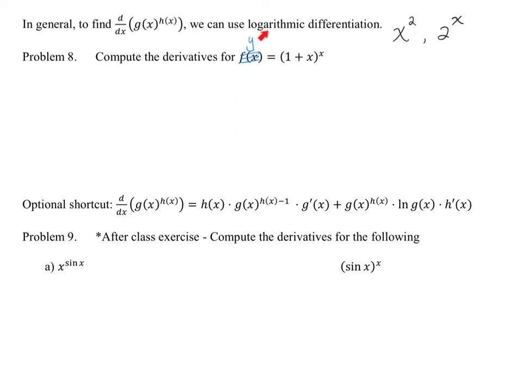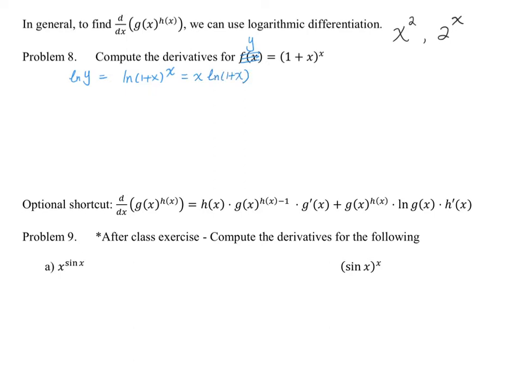If you remember logarithmic differentiation, the first step is to take the natural log of both sides. The reason we take the natural log is that one nice property of the natural log is that this power here can be moved to the front of the natural log. So that's what we are going to do. This is equal to x times ln(1 + x).